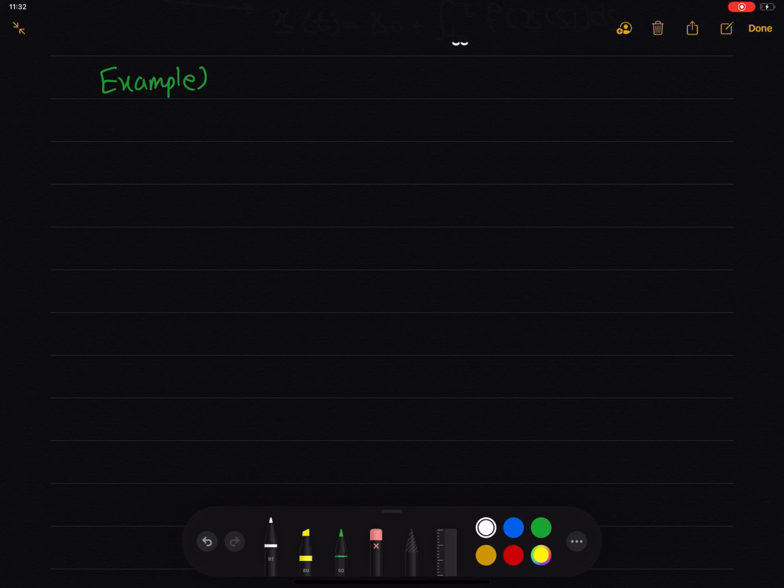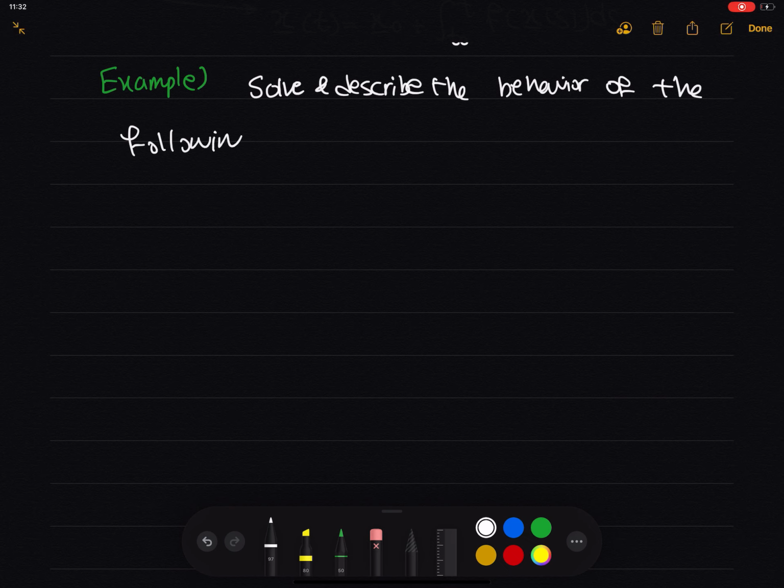Solve and describe the behavior of the following ODE. And the ODE that we have is dx/dt, which is x dot, equals x squared. Okay.